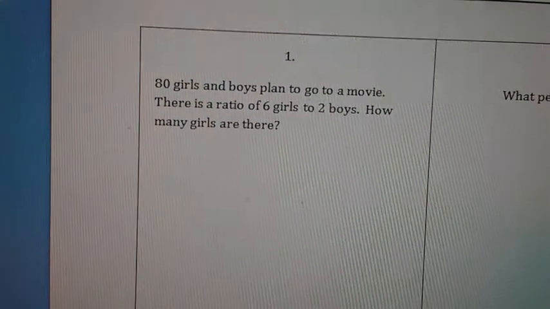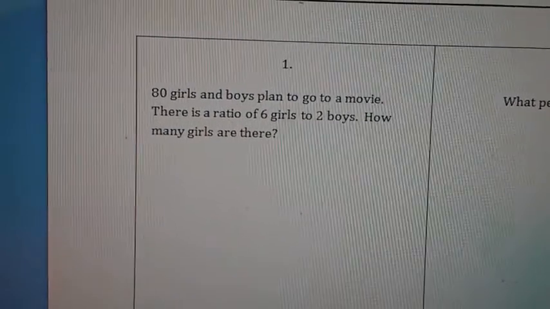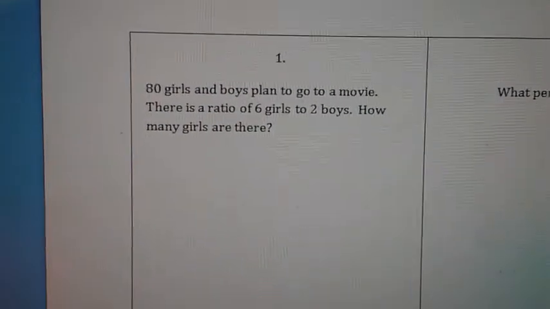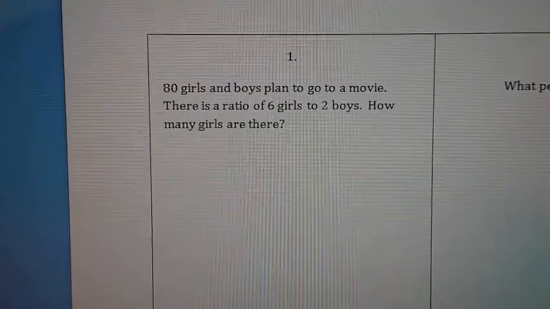And we got this first one here. 80 girls and boys plan to go on a movie. That's 80 altogether. That means there is a ratio of 6 girls to 2 boys. How many girls are there? Okay, so a ratio of 6 to 2 is the same as a ratio of 3 to 1, right? Because if you divide 6 by 2 and the 2 by 2, you get a ratio of 3 to 1, meaning there's more girls than boys. There's 3 times as many girls as boys, right? So I'll say there's 3 girls for every 1 boy, right?